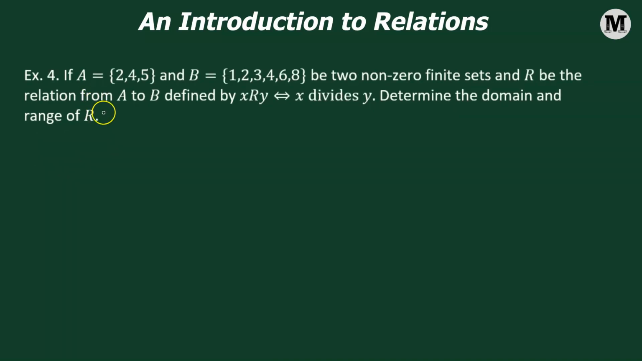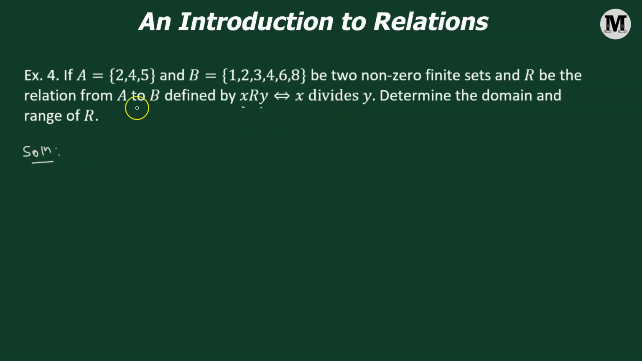Moving on. Next we have two sets A and B. A has 3 elements, 2, 4 and 5. B has got a total of 6 elements. We have 1, 2, 3, 4, 6 and 8. These are the two non-empty finite sets, and R is a relation going from A to B, which is defined as x R y. That means x is related to y if and only if x divides y. So that means we have a relation between the element x and the element y, which is given by x dividing y. Okay, let's try to understand the problem.